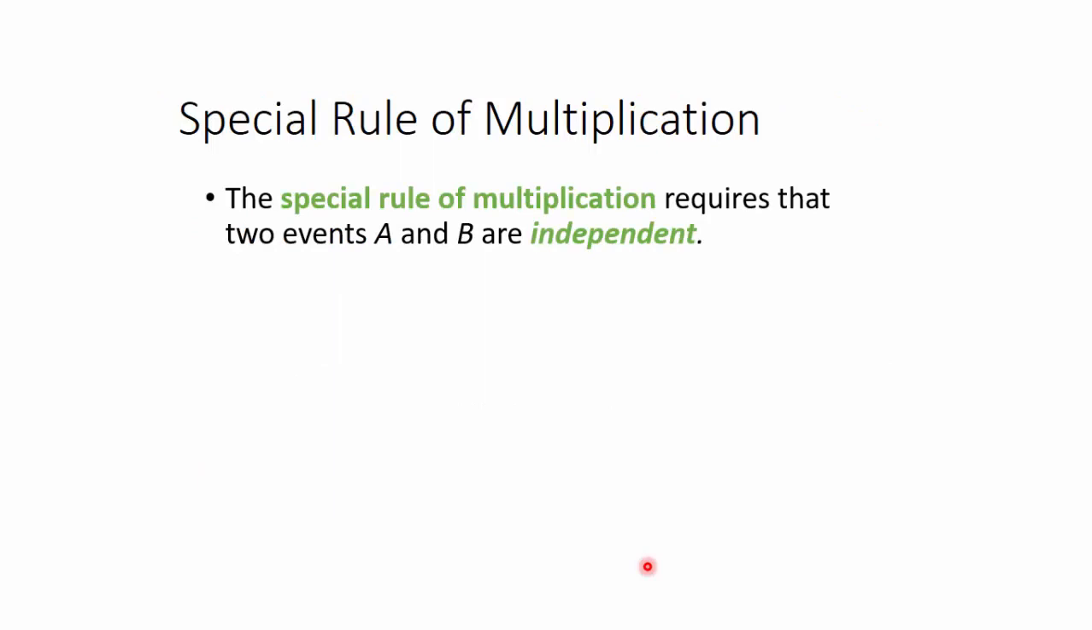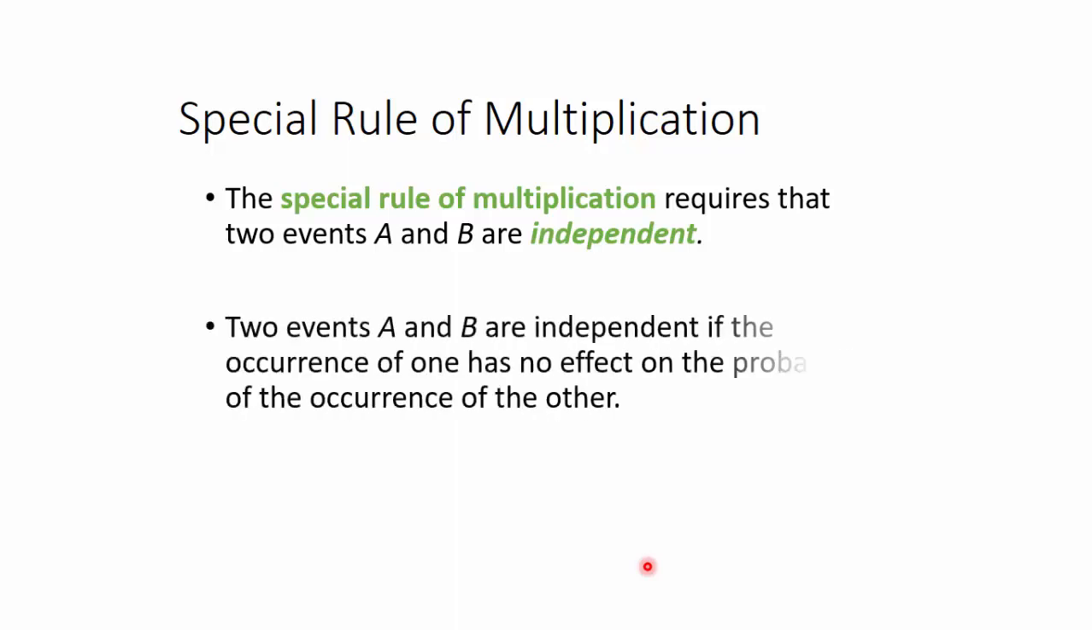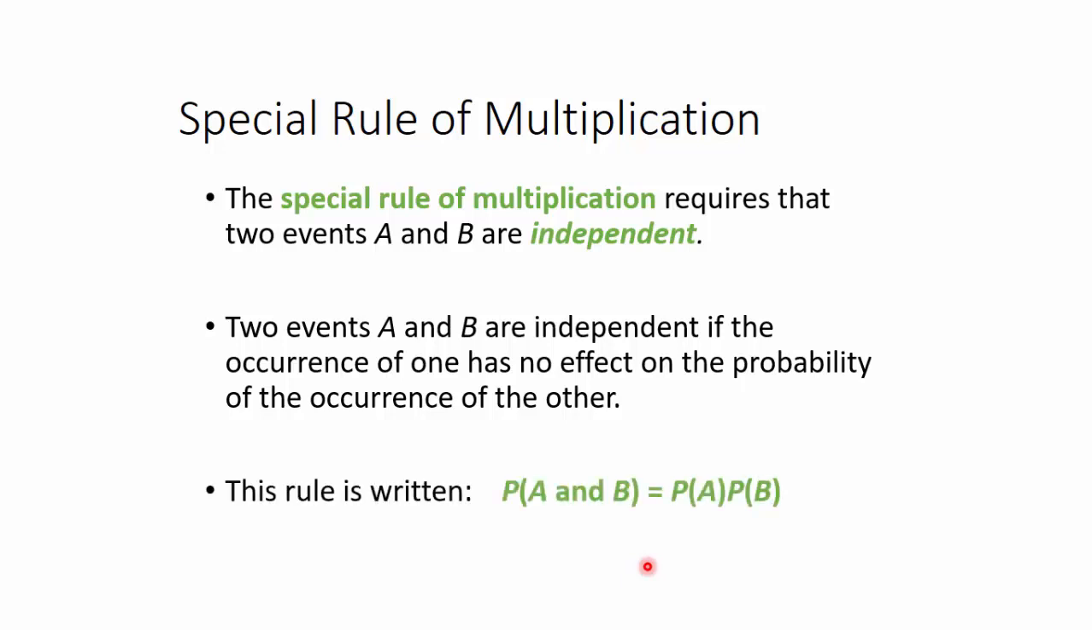This is also called the special rule of multiplication because it requires that events A and B are independent. In the sense, the probability of A does not affect the probability of B, or the happening of A is not influenced by the happening of B. The rule is written as P of A and B equals P of A times P of B.